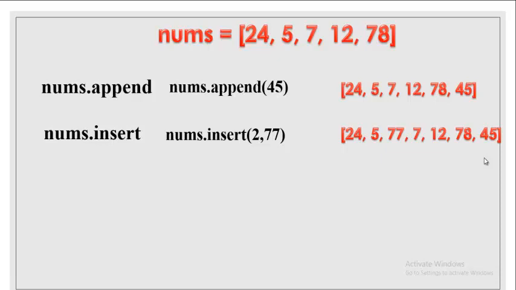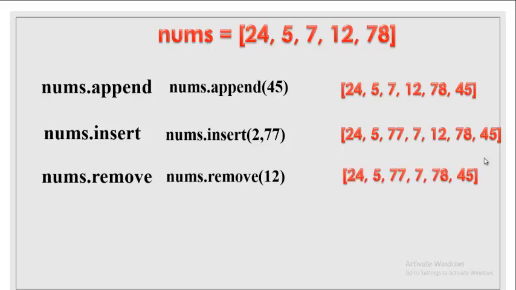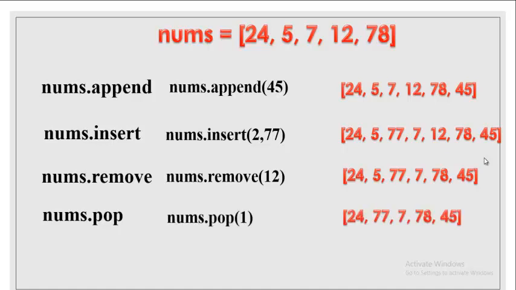How about if you want to remove an element from your list? You can use the remove word. In remove, you can pass the element which you want to delete from your list. What if you want to use an index number? It's very easy. You can use the pop method. You pass the index and you can remove the element from your list.